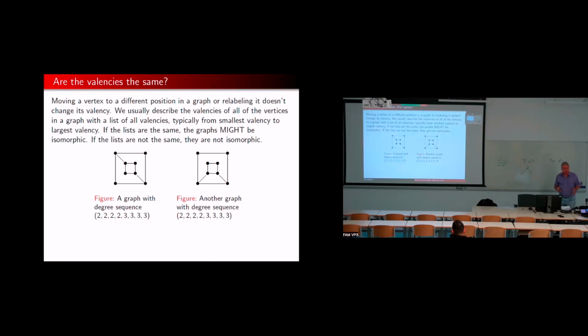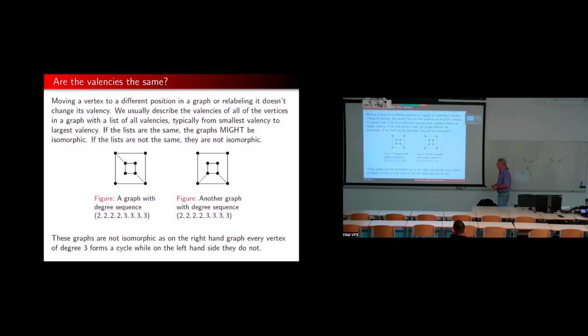It turns out they're not isomorphic, and maybe this is the smallest example. For me, the easiest way to see this is to focus on the vertices of degree 3. If you look at the right-hand side, you'll see that those 4 vertices of valency 3, they're a 4 cycle. And on the right-hand side, they're not. They're not really much of anything. It's just sort of almost a straight line.